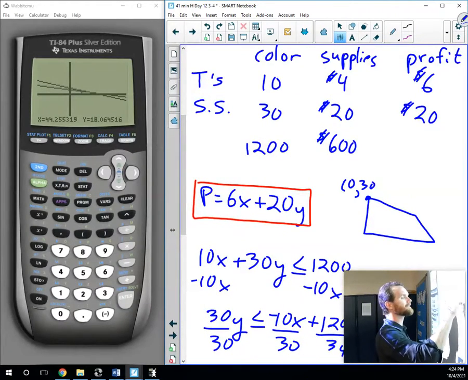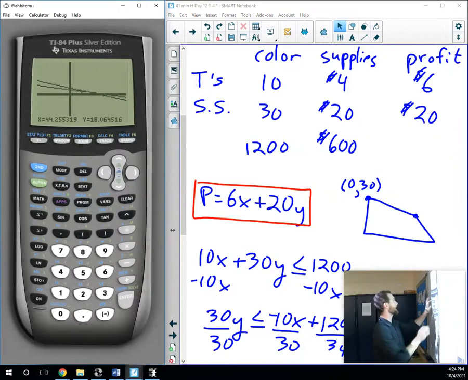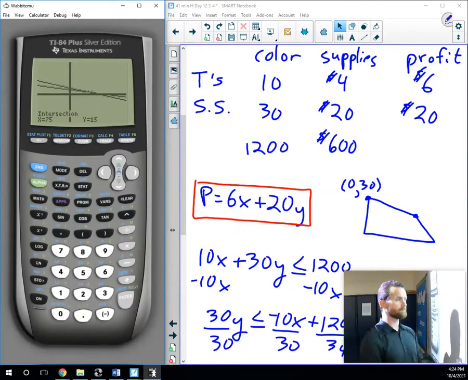And again, you can hit second table if you want to see a table for that. The intersection, isn't that bad? Second, calculate, intersect. That's pretty close. Enter, enter, enter. 75, 15.